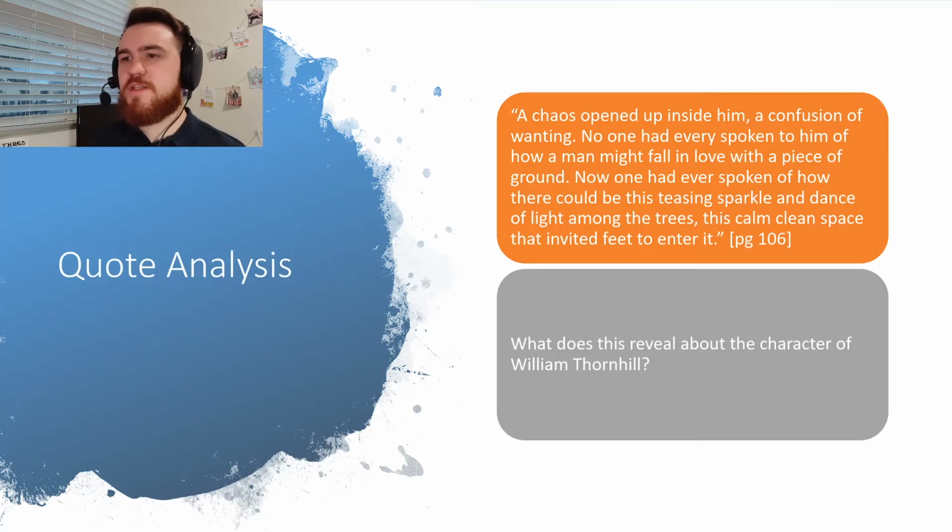So we need to think, what does this reveal about William Thornhill? It's showing that he needs that ownership. He needs that place of belonging, because that's what he's searching for throughout a lot of his life. He's looking for his own space and place. And he's finally found that in Australia. He's finally found his place.